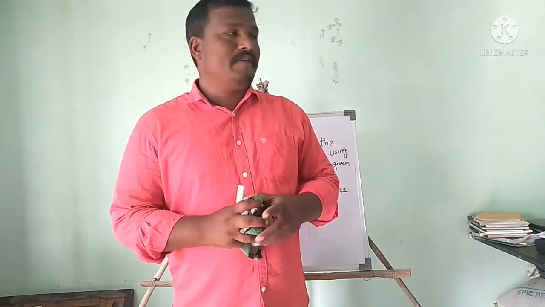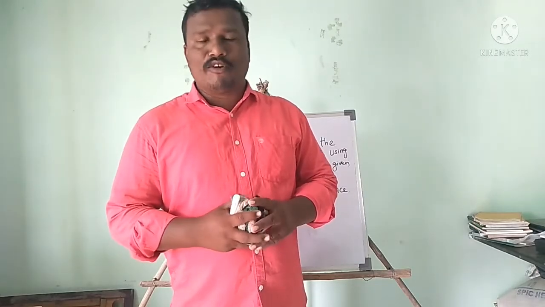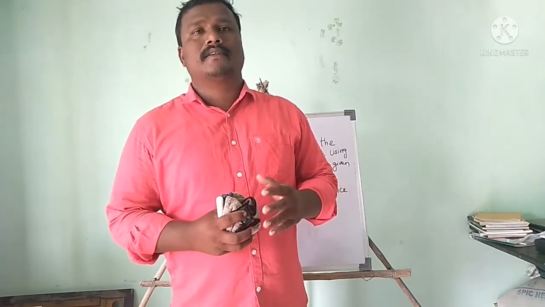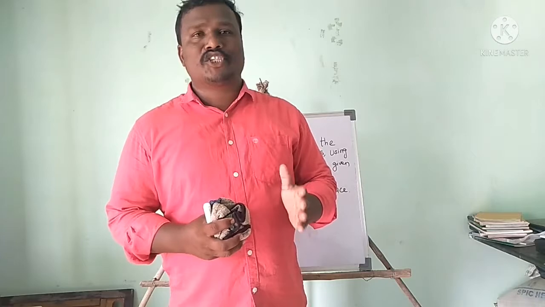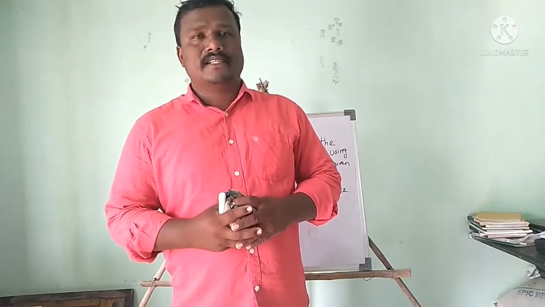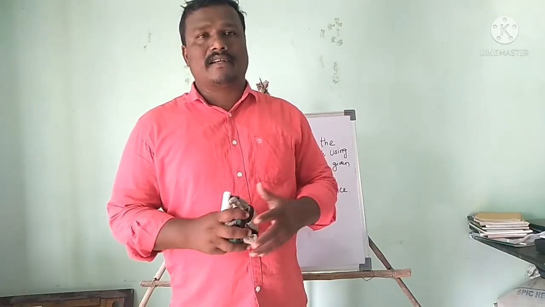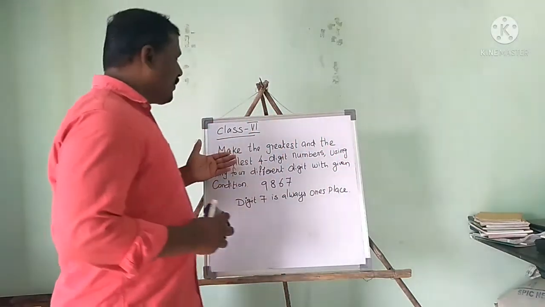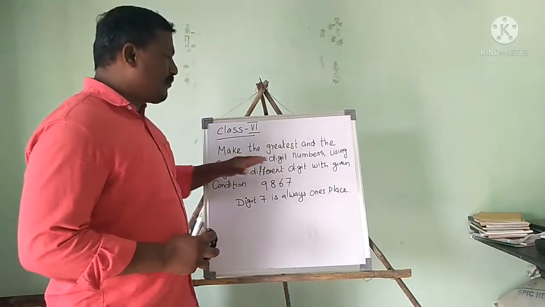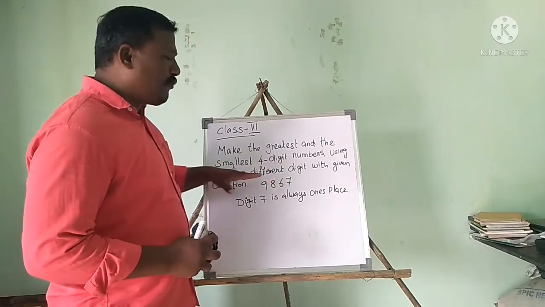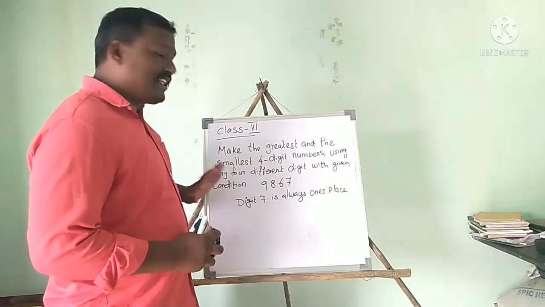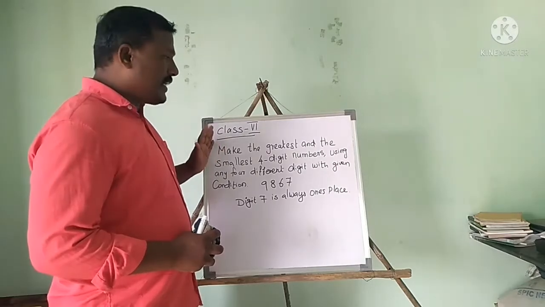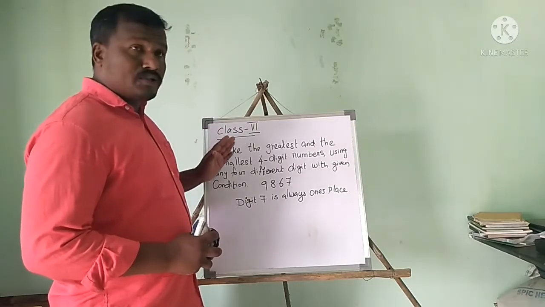Last video we talked about making a 4-digit number using any one digit twice. I hope you understand. So today we will talk about another way of making 4-digit numbers. Example: make the greatest and smallest 4-digit number using any 4 different digits with a given condition. So in this kind of sums, we have to solve using.